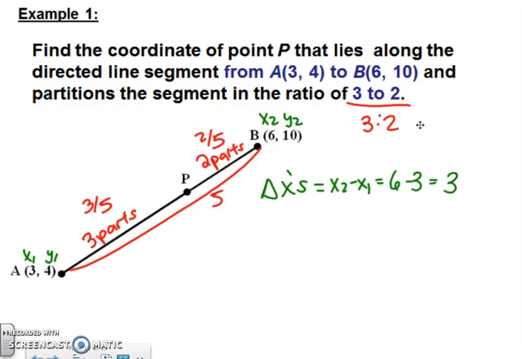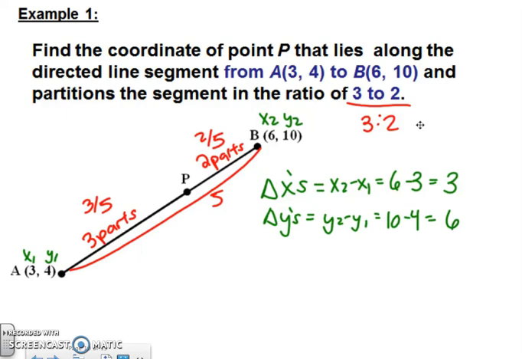Okay, and then I'm going to find my change in my y's. So I'm going to do y2 minus y1. Okay, so I'm going to say 10 minus 4 is a 6. So my x changed by 3 and my y changed by 6.